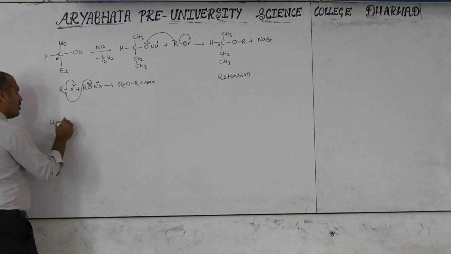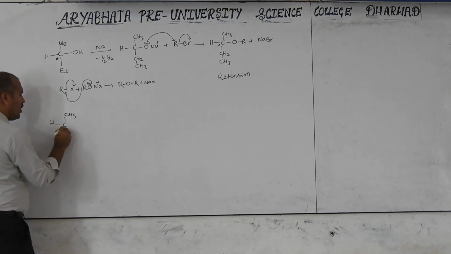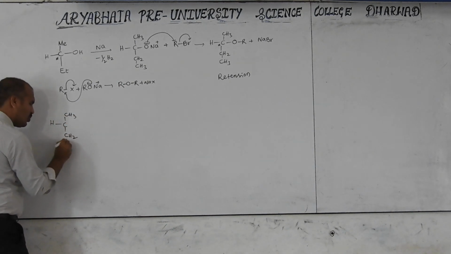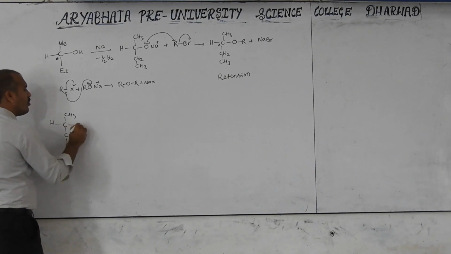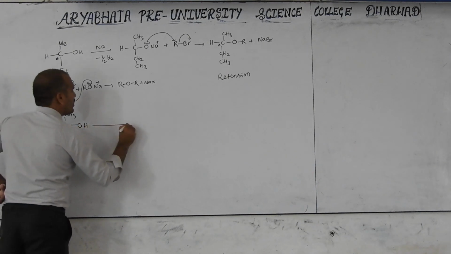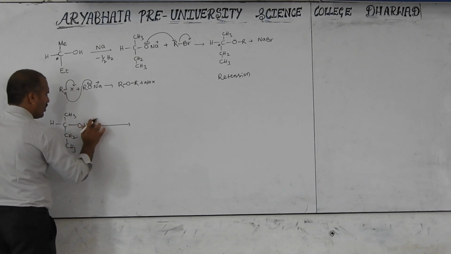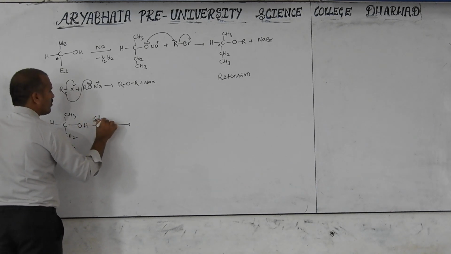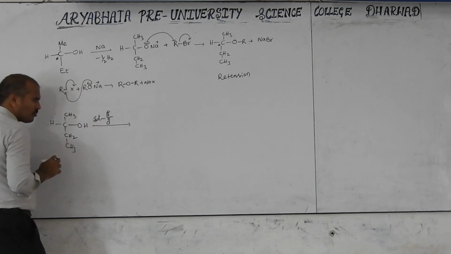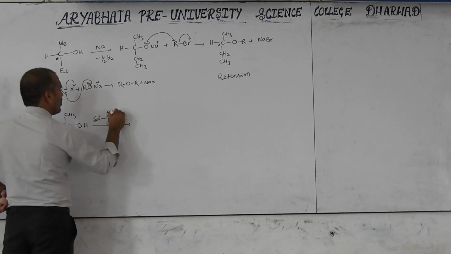Now H, here there is a methyl, here CH2CH3 ethyl, OH. If it is treated with tosyl chloride, that is Cl, S double bond O, para-chlorine sulfonyl chloride.